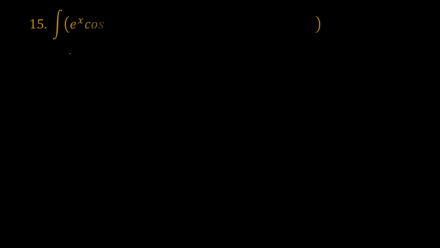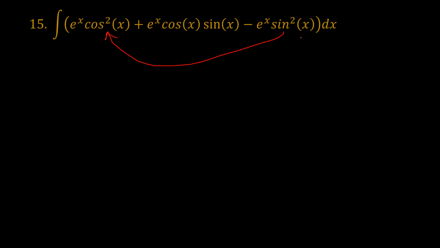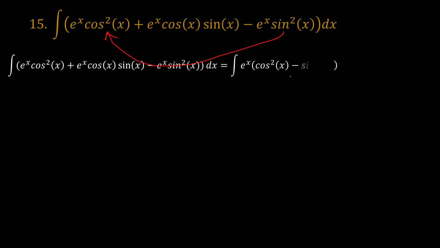Problem 15, which is the indefinite integral of e to the power x cosine squared x plus e to the power x cosine x sine x minus e to the power x sine squared x. So what I can do is bunch that with that, and so we are left with e to the power x into bracket cosine squared x minus sine squared x, and so that is the same as cosine 2x, right? And then this e to the power x cosine x sine x is the same as a half of e to the power x sine 2x.